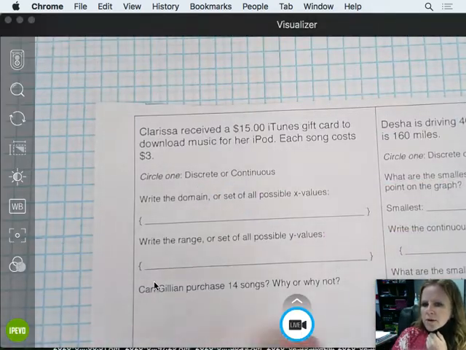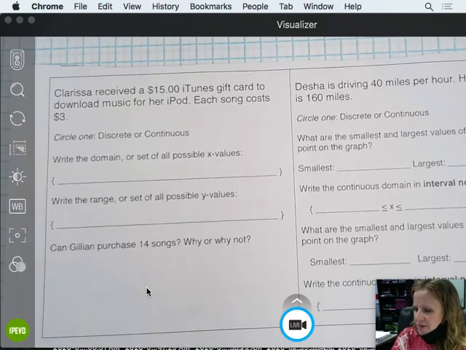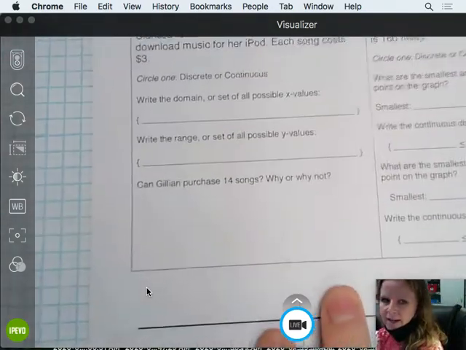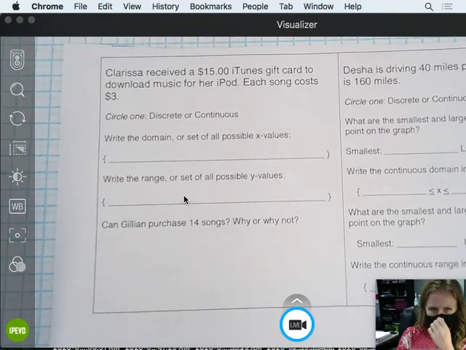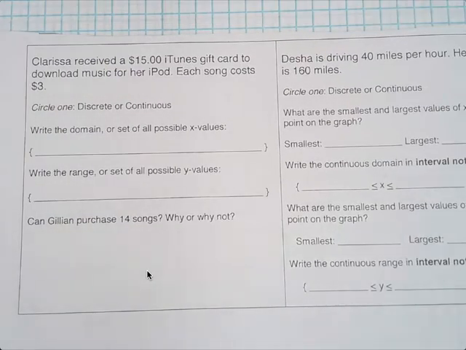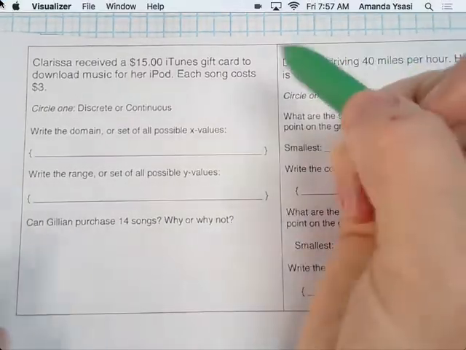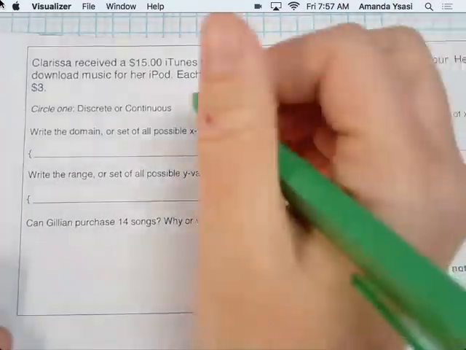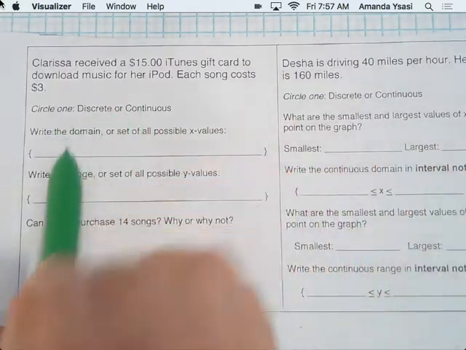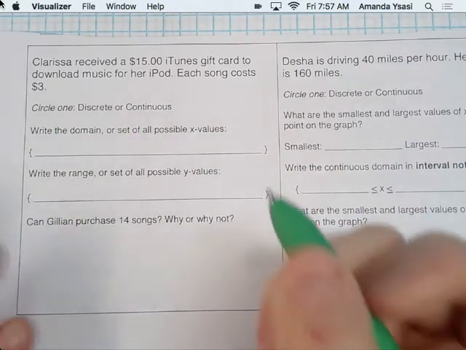So we are going to look at situations and talk about the domain and range whenever you're given an actual situation. So the first problem, Clarissa received a $15 iTunes gift card to download music for her iPod. Each song costs $3. So let's answer the questions to determine the domain and range.